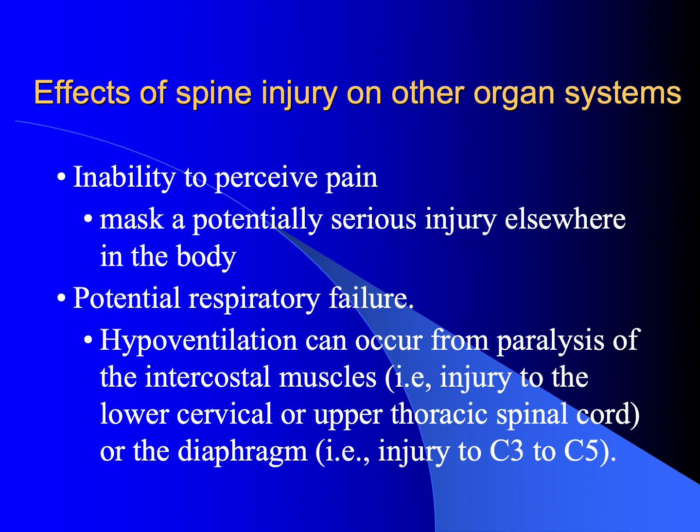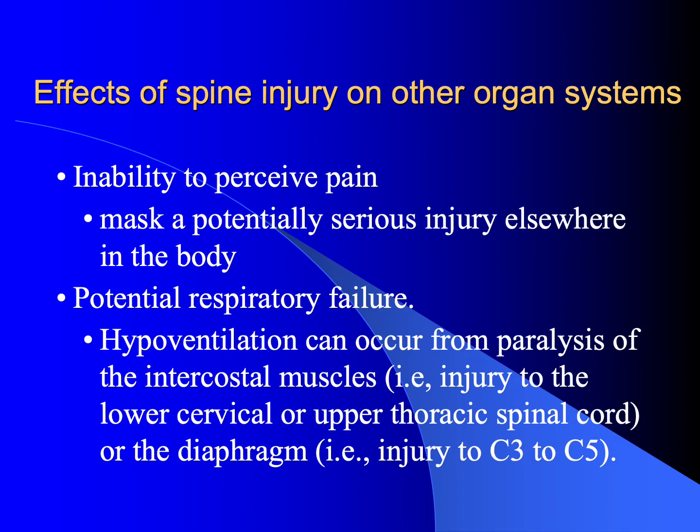Spine injury can have effects on other organ systems as well. For patients with spinal cord injury who can't perceive pain, there is potential that a serious injury elsewhere in the body is masked. For example, patients who sustained intra-abdominal injury but didn't complain of abdominal pain because they couldn't feel the pain. When there's a spine injury, one of the important assessments is breathing effort, with potential respiratory failure.